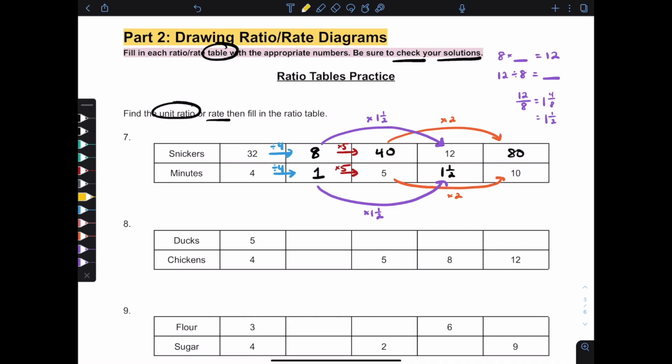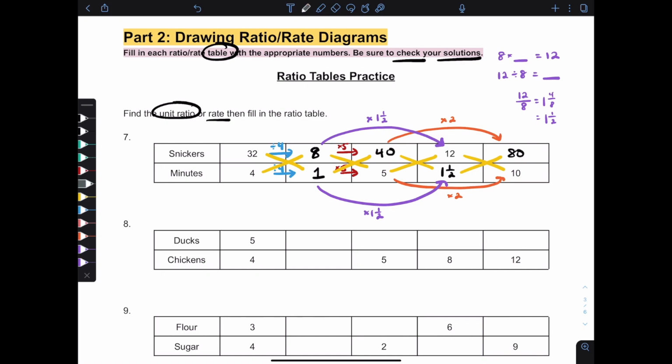Now, how can you check this easily? You could take this 4 and 8, that's multiplied together, it's 32. 32 times 1 is 32. 1 times 40 is 40. 8 times 5 is 40. 5 times 12, that's 60. 40 times 1.5 is also 60. 12 times 10 is 120. 1.5 times 80 is also 120. That's one way to check it.